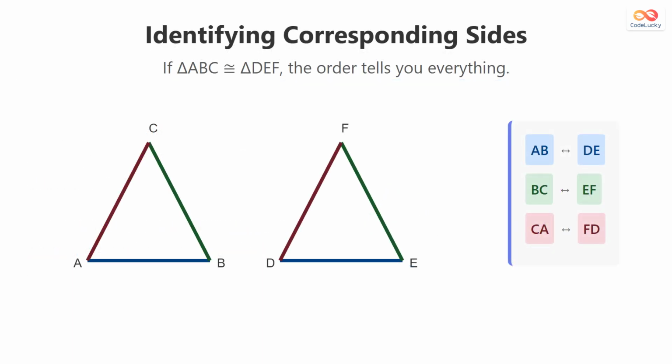When we say two triangles are congruent, the order in which we name them is very important. If we state that triangle ABC is congruent to triangle DEF, this tells us which sides match up. The side AB corresponds to side DE, side BC corresponds to side EF, and side CA corresponds to side FD.